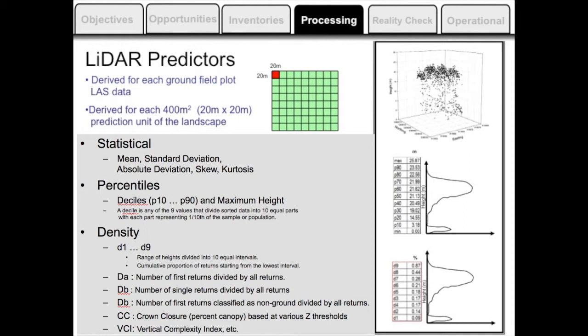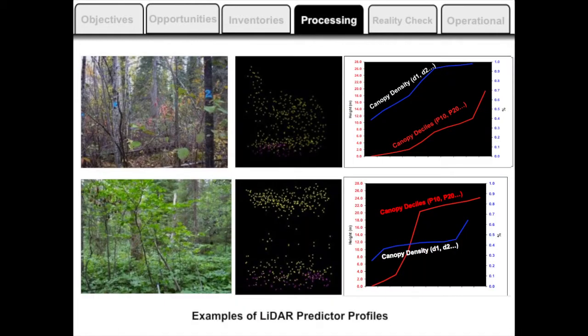We also have added some other things. We talked about that today through some of the other talks, like the crown closure estimates. We can feed that into our model. There's another one called the vertical complexity index, which I'll talk about again in a bit. Other derivatives of that LiDAR point cloud can go into the model. The tools that are available to do that, well, sorry, I'm going ahead of myself.